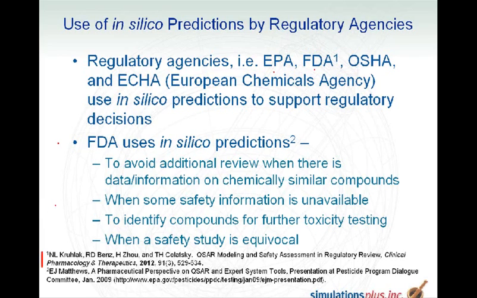The FDA also uses in silico predictions to avoid additional review when there is data on a chemically similar compound. So in their database, they have a large number of chemicals, and if a new chemical wants to go through the regulatory process, and it's similar to one that's already there, you can use information from that, and your models are going to be more accurate, of course, if you have similar compounds in your data set. If some of the safety information is unavailable, you may predict the outcome of that experiment. You can also identify compounds that need further toxicity testing, or when a safety study is equivocal.